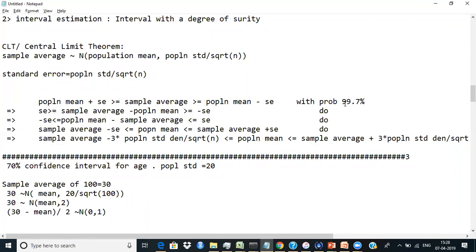Because you have to get the population mean. I have told you 99.7, so you know that it has to be 3 into standard error, right? So now, how can you reduce the standard error? Put in different values of n and see for which value of n you get a width of 5.